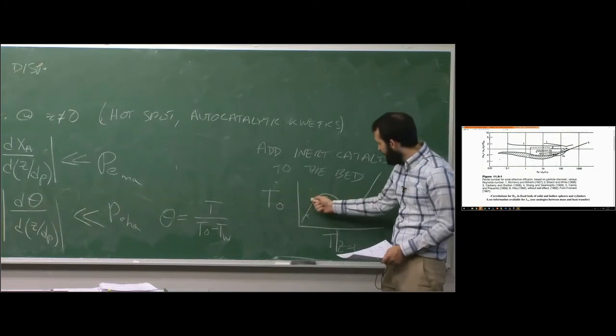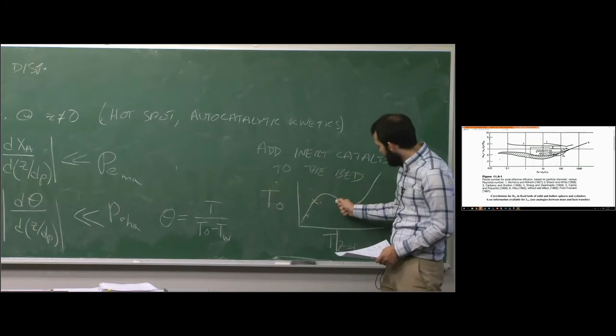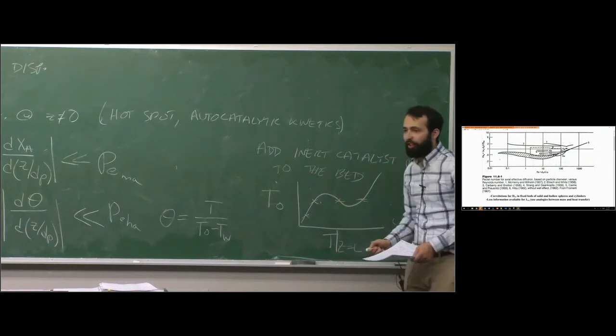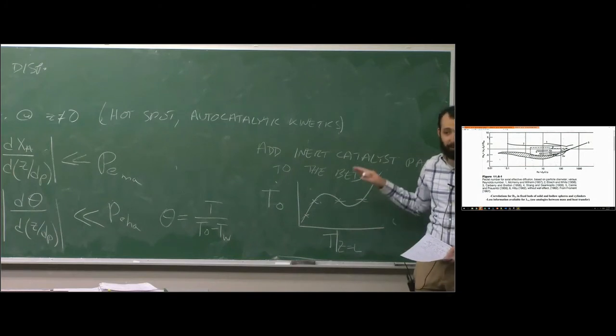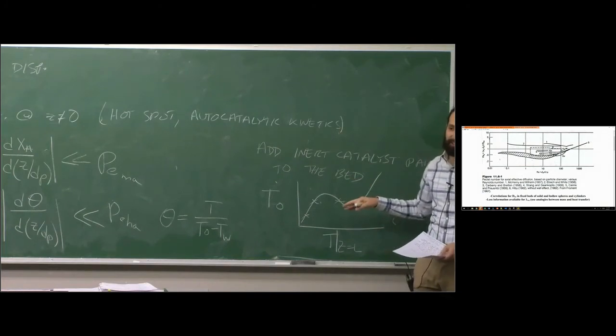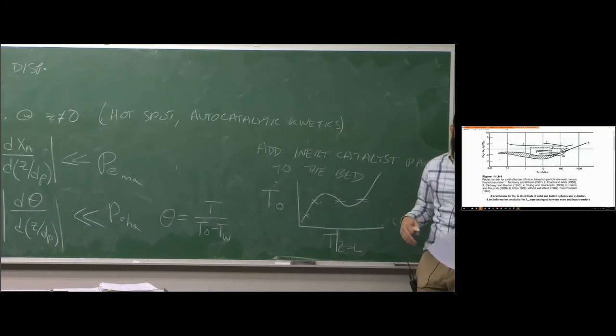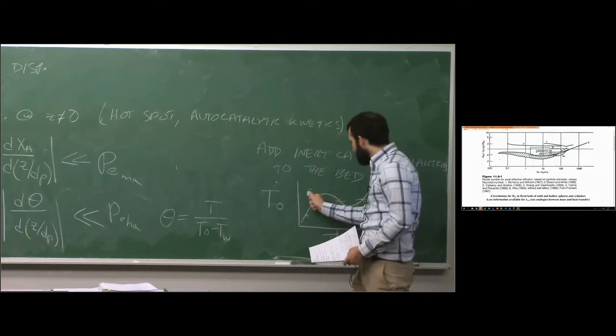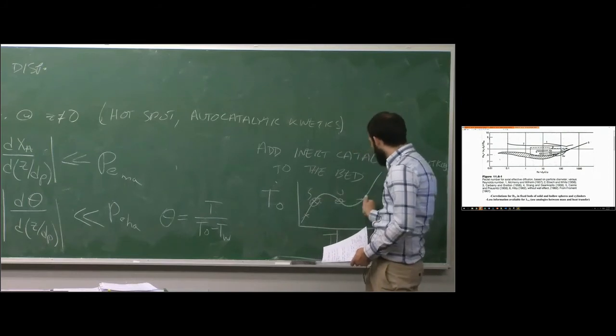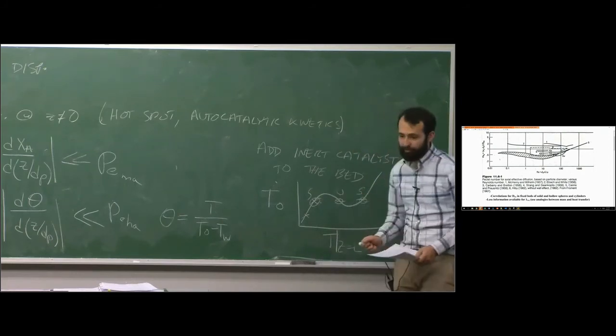But if I increase the inlet temperature, there are suddenly 3 steady-state solutions. Again, this is for a packed bed reactor. And like we had to deal with in the case of the CSTR, you can have multiple steady-state solutions. This is stable. This is unstable. This is stable. All right.